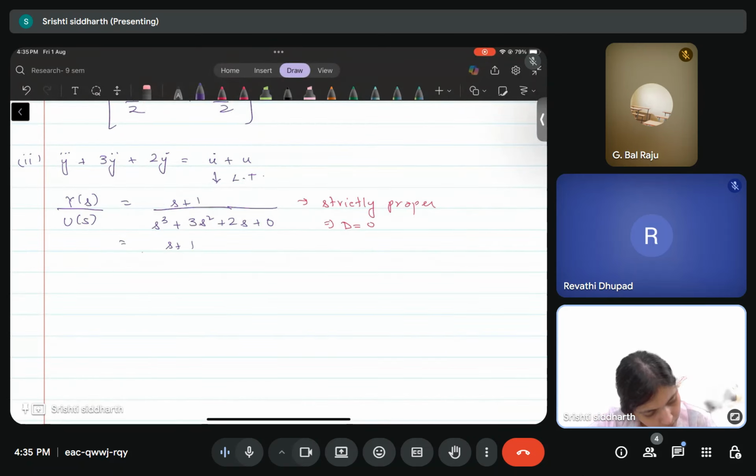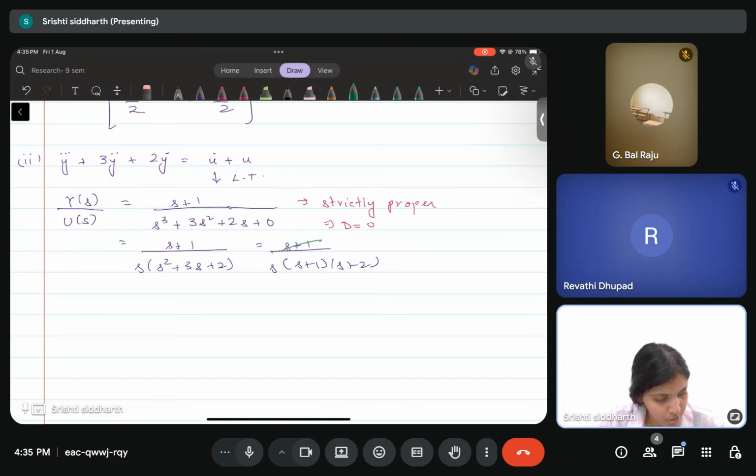This can also be written as s times (s squared plus 3s plus 2). And this is going to be (s plus 1) over s(s plus 1)(s plus 2). So you can see that here we have pole zero cancellation.